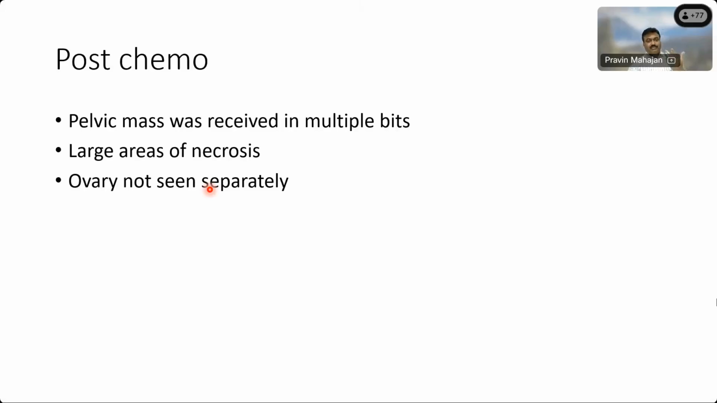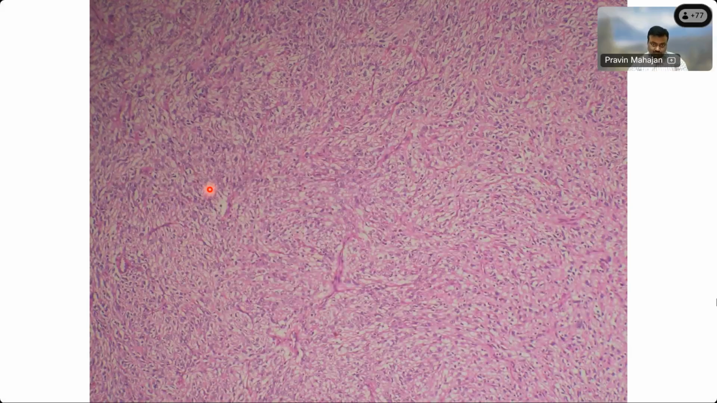For the pelvic mass, they gave chemotherapy and then resected the pelvic mass. There were large areas of necrosis, maybe related to chemotherapy. There was no origin identified with this, so probably it was something in the soft tissue. This time the tumor looked more spindly with very focal epithelial areas. Here it looked more epithelioid, having very thin-walled vessels.